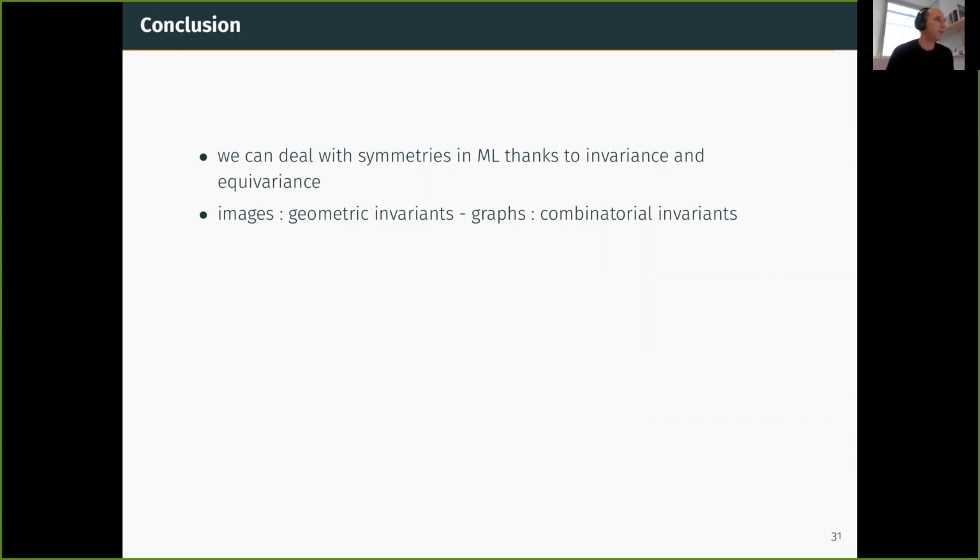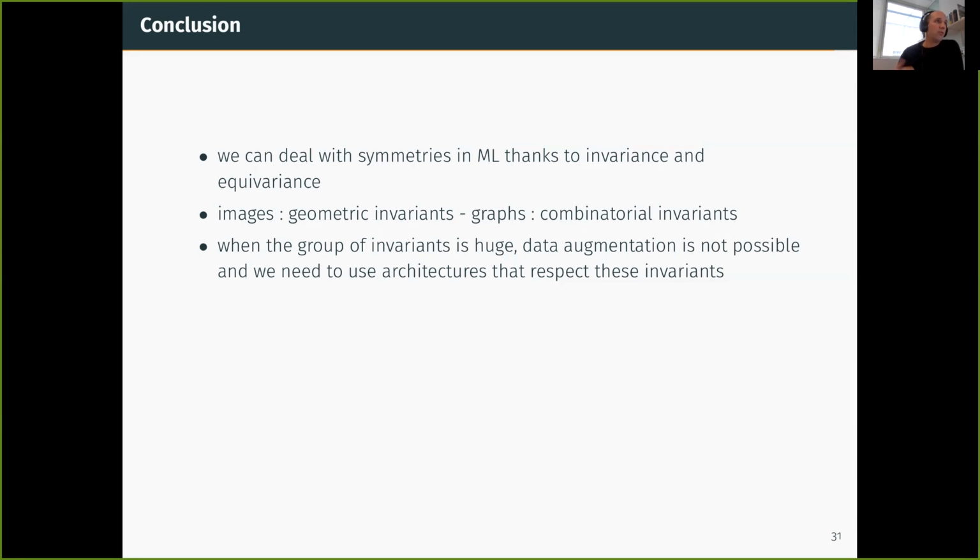Okay, I will end with a last slide. What you should remember from my talk is that you can deal with symmetries in machine learning thanks to the notion of invariance and equivariance, to a set of transformations. In the particular case of graphs, we are more interested in what I'm calling combinatorial invariants. The set of transformations you're interested in are typically groups, the group of permutations. The group of permutations is huge when you have a decent graph, meaning that you cannot use the trick of data augmentation to ensure that your network will be invariant with respect to the permutation.